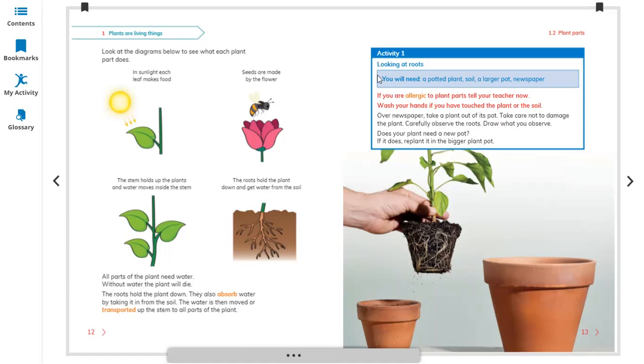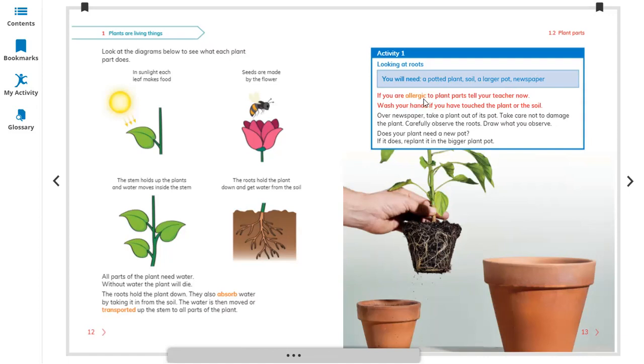We have an activity looking at roots. You will need a potted plant, soil, a large pot, and newspaper. So we can see here two pots, the smaller and the bigger one. As plants grow up a little, we need to move the plant into a bigger pot. Why? Because the plant's roots need a big place, not a small place. If it's a small place, the roots get jumbled, water is not transported to the stem properly, and your plant will not grow very well.